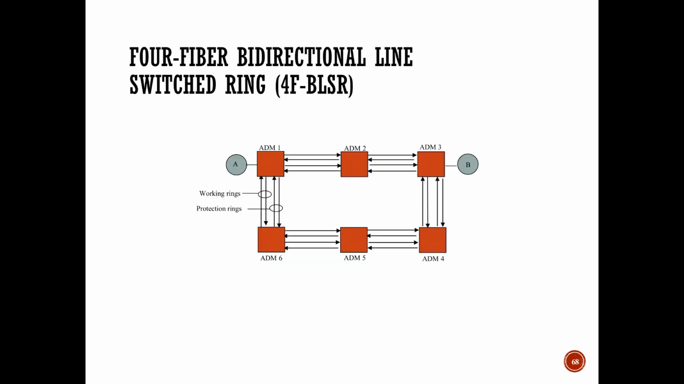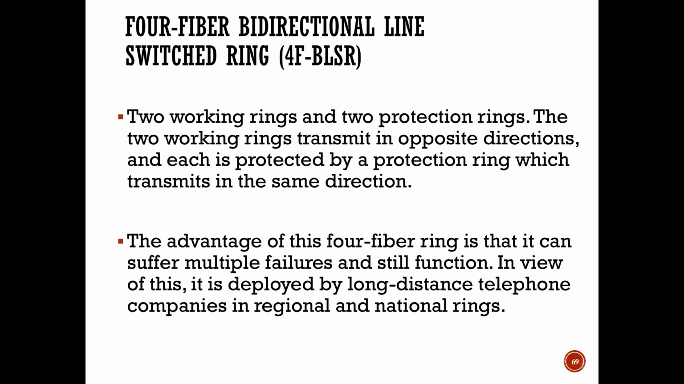4-fiber bidirectional line switched ring, 4FBLSR. 2 working rings and 2 protection rings. The 2 working rings transmit in opposite directions, and each is protected by a protection ring, which transmits in the same direction. The advantage of this 4-fiber ring is that it can suffer multiple failures and still function. In view of this, it is deployed by long-distance telephone companies in regional and national rings.